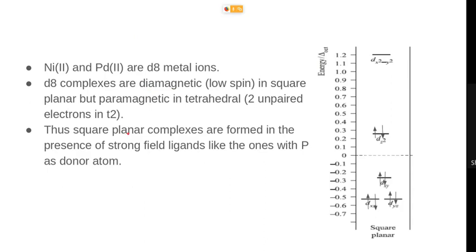So thus, in order to form square planar complexes, we need strong field ligands like the ones with phosphorus as the donor atom. Now the reason is phosphorus, because it has unoccupied d orbitals, can act as pi acceptor ligands.